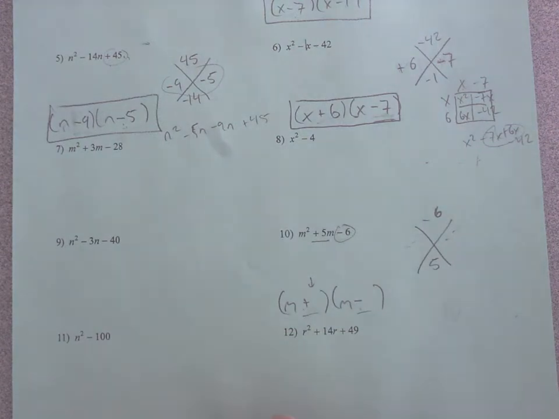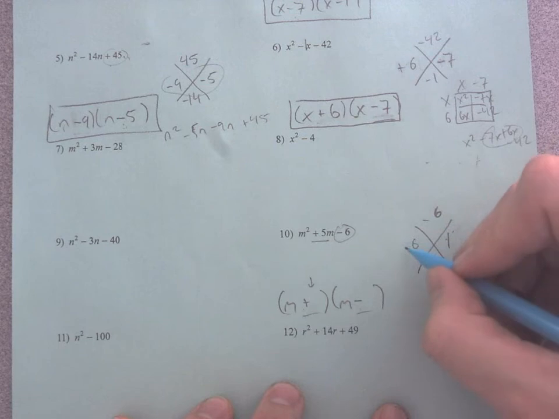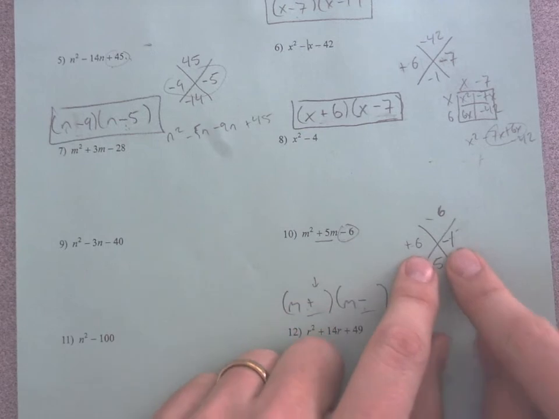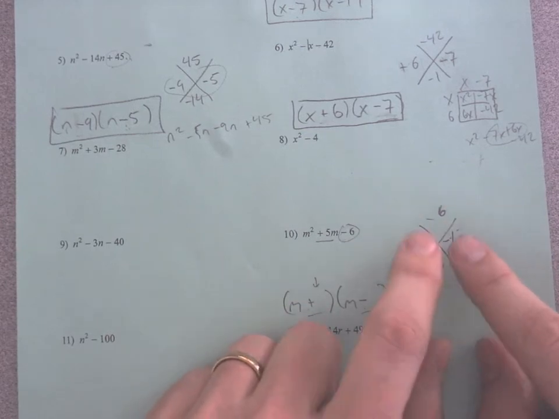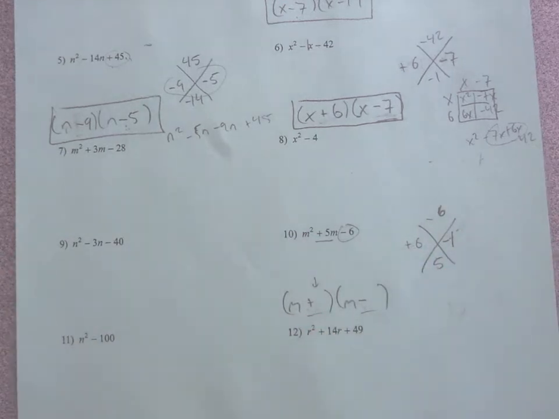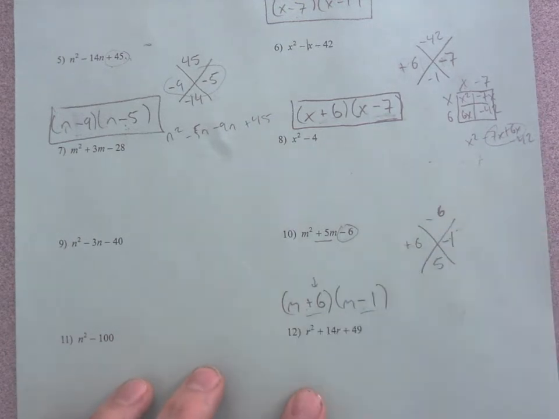How about 6 and 1? Keep in mind that one of them is positive and one of them is negative, so let's try it this way. +6, -1. If I multiply those two together, I get -6, which is what I'm after. If I combine them, add them together, I get a +5, which is what I wanted. So our magic combination is +6 and -1.